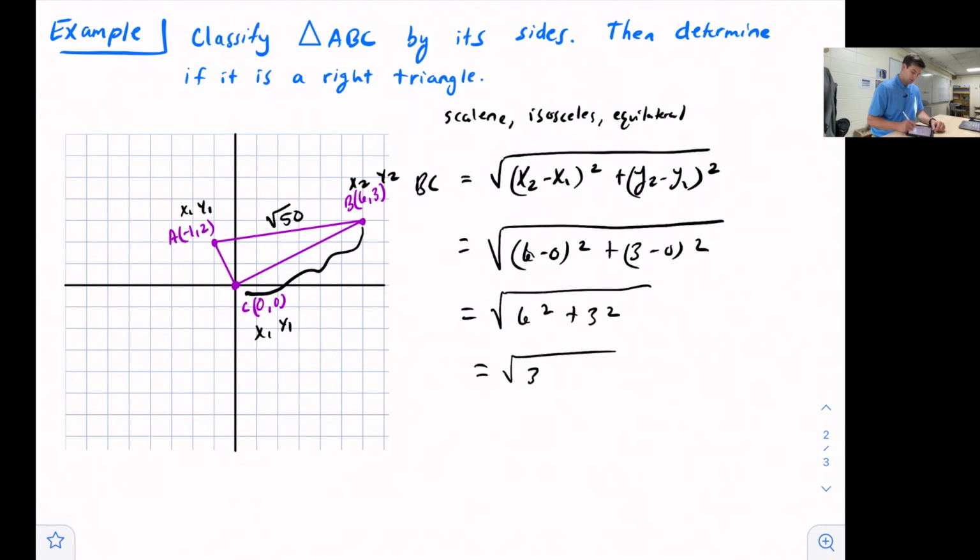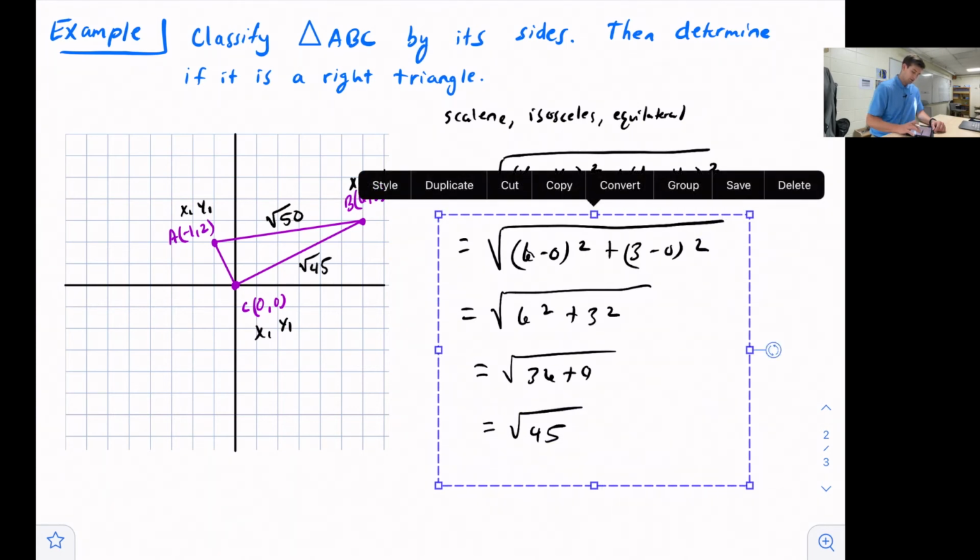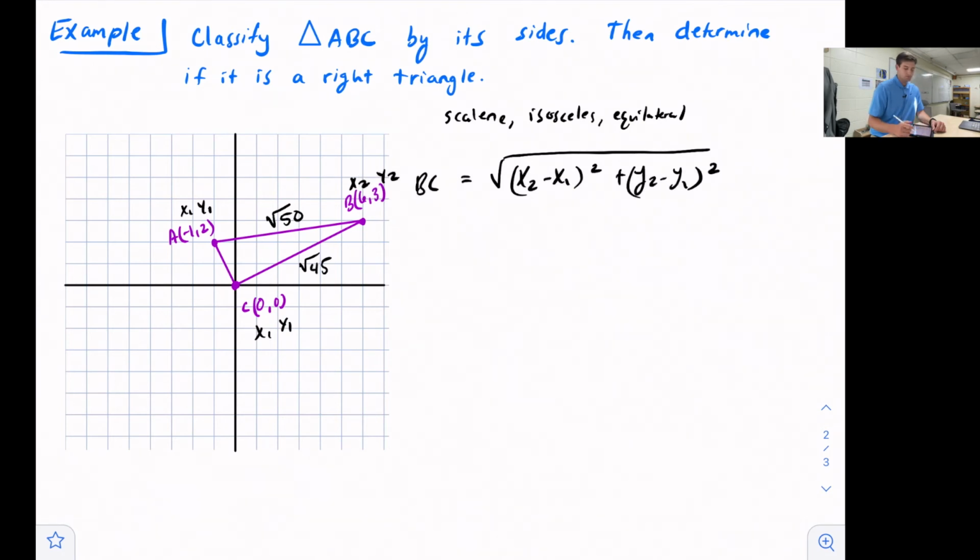And that's going to give us 36 plus 9. So we end up with the square root of 45. Okay, so we can leave that as a square root of 45 right now and just write it right there, square root of 45. Okay, and so now let's find the distance of our last side of our triangle so that we can tell if it's scalene, isosceles, or, well, we already know it's not equilateral because we have two sides that are different already.